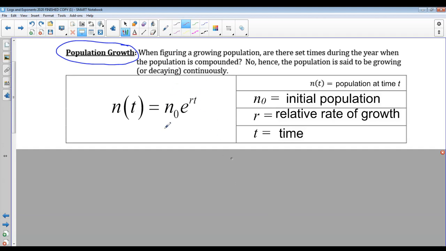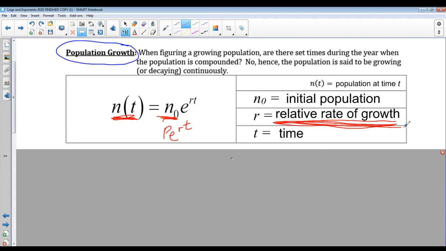Our formula is really just the same thing as the P e to the r t, but with population, a lot of times you'll see it as an N instead of a P. Same formula. N sub 0 is our initial population. R is our relative rate of growth. Relative growth rate really just means the growth rate based on how many things there are now.